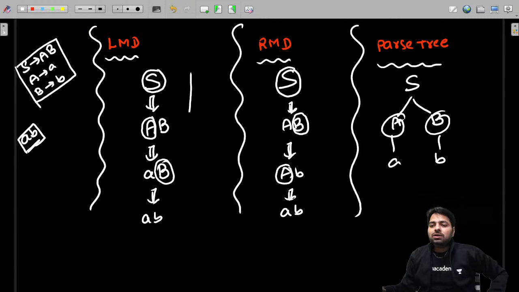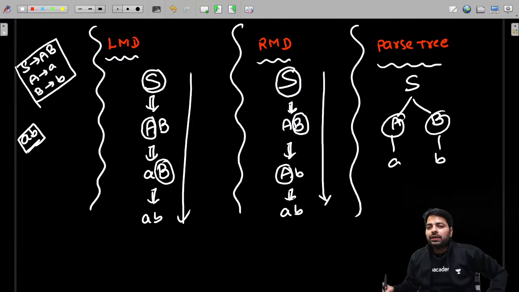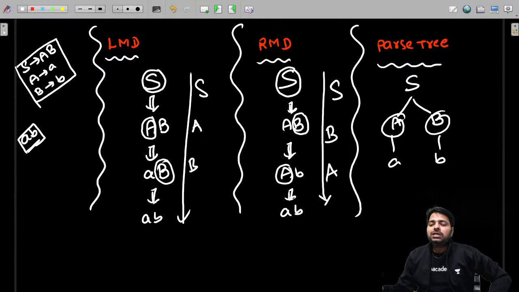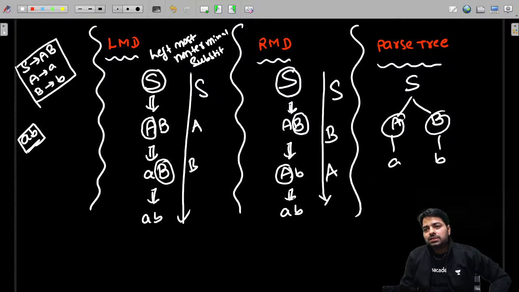And this is called as LMD derivation. This is called as RMD. But here S, B, A substituted. Here S, A, B substituted. Because in each sentential form, the leftmost non-terminal is substituted. Leftmost non-terminal we substituted. Here the rightmost non-terminal is substituted at each sentential form.